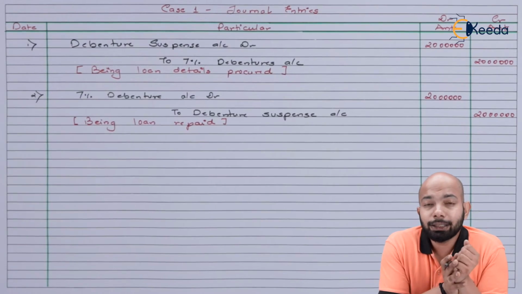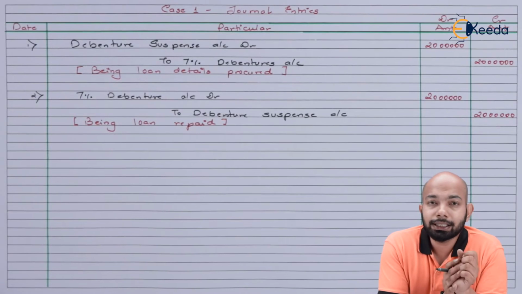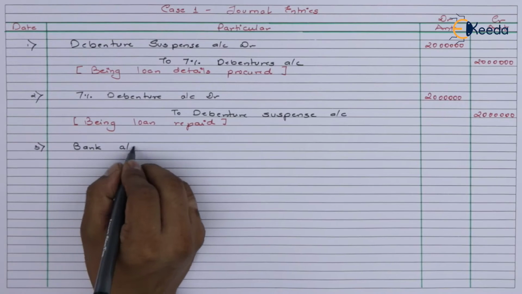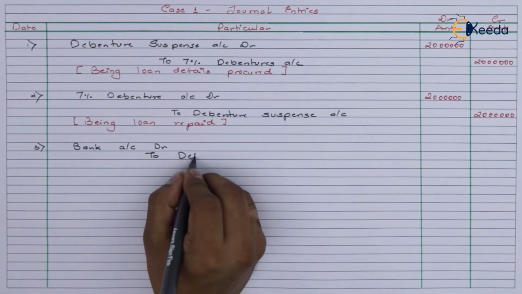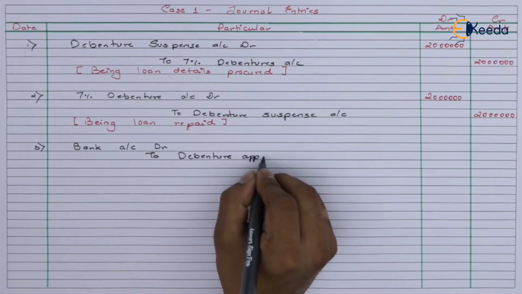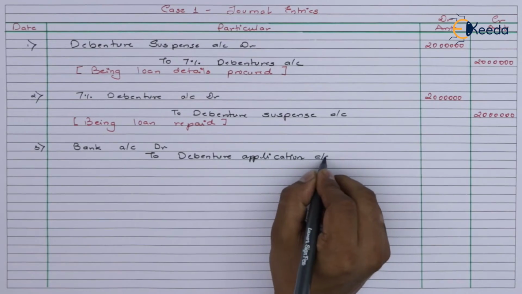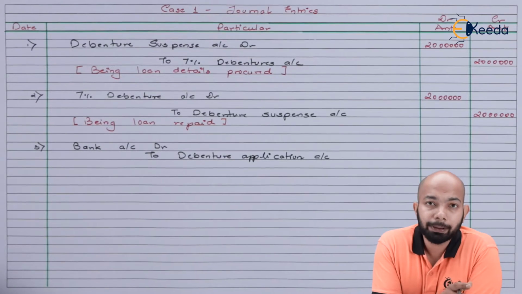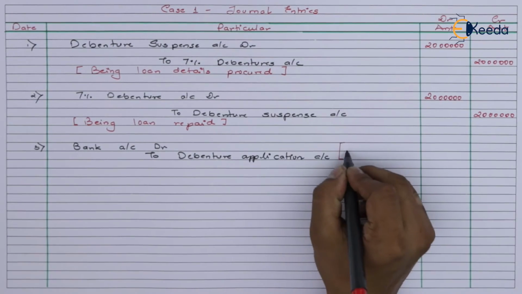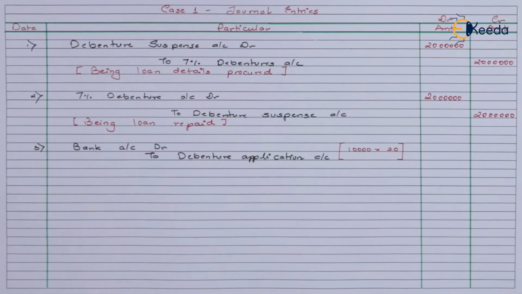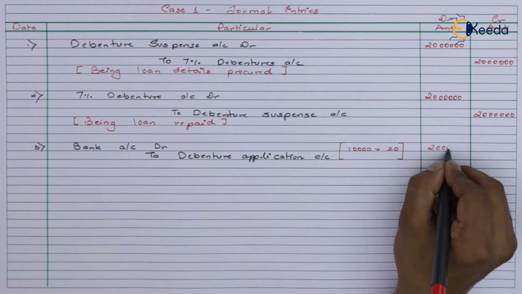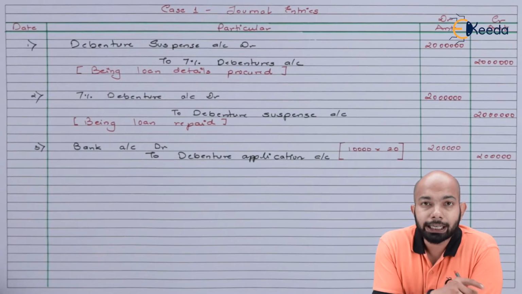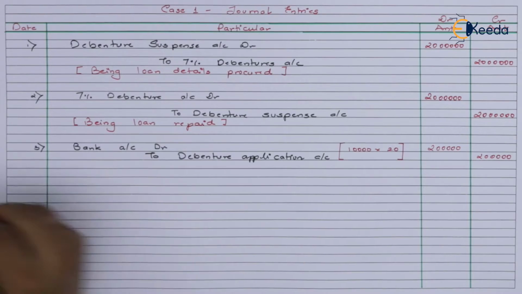So let's pass that entry, whereby the 10,000 debentures received entry has been passed. So here the amount will be 10,000 debentures multiplied by the application money. So 2 lakh is the amount that we have received on application. Let's mention the narration here.